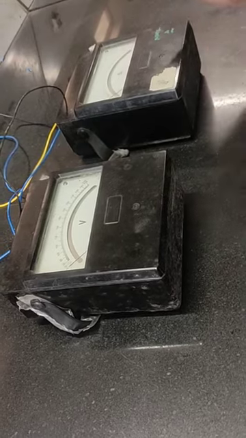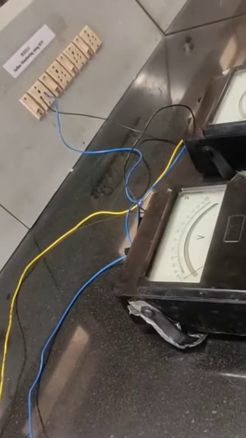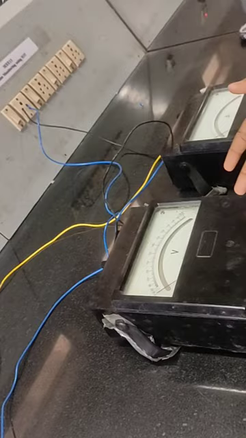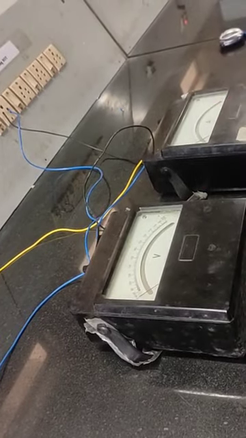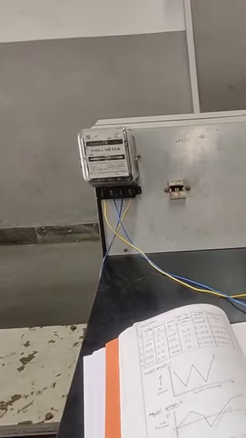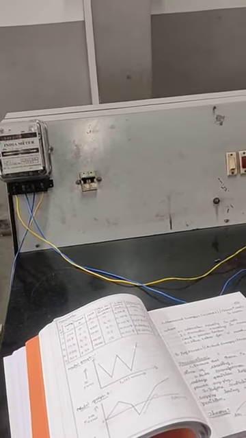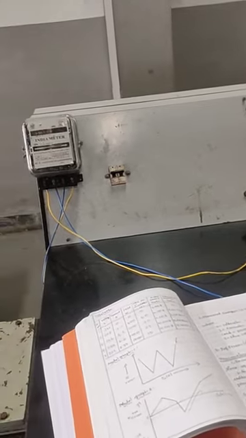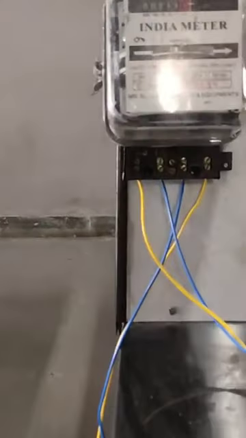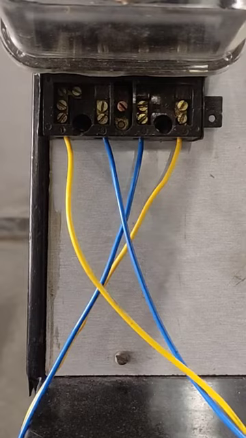So this is the setup. You can follow the usual procedure. Phase and neutral are connected across the voltmeter. In the energy meter input, you can see L1, S1, L2, S2. L1, S1, you can see L1 as yellow, L2 as blue. L2, S2 have been connected to the resistive load. You can see the energy meter connections now.